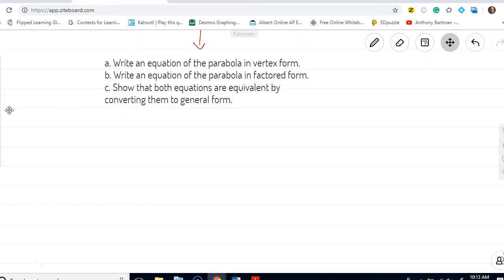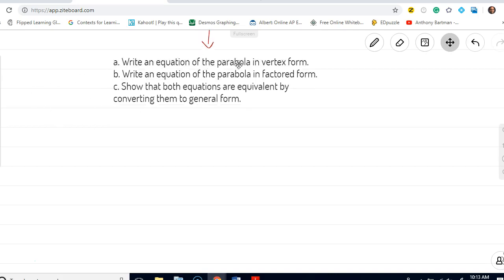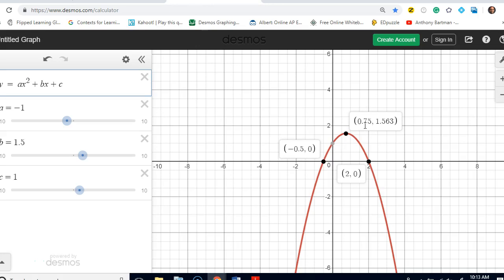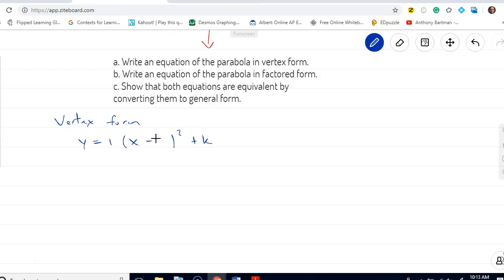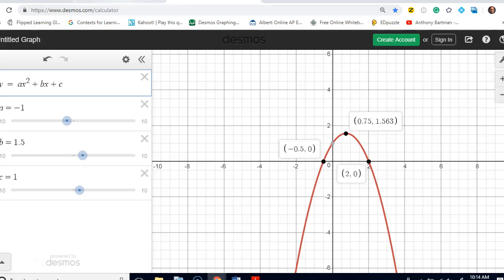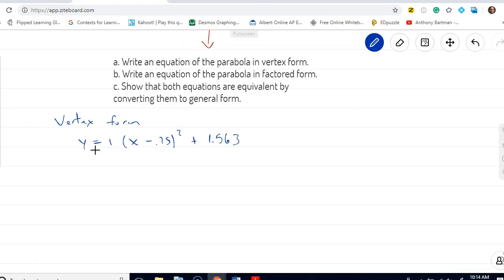Okay, so first I'm going to go to vertex form. Oops, I want this right here. So again, the vertex form is going to be y equals, I know it's negative 1, (x minus h) squared plus k. So if we go to this graph, we're going to say (x minus 0.75) squared plus 1.563, right? I think it's 1.563. Okay. So then what I want to do is expand this out, and this is a negative right here, and we should be able to get that in the other form.